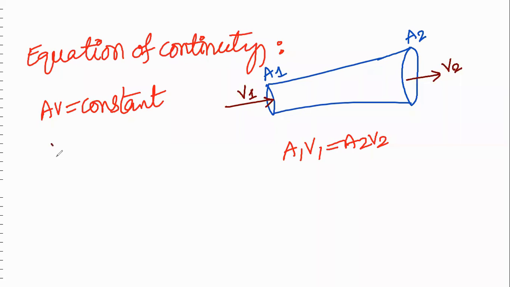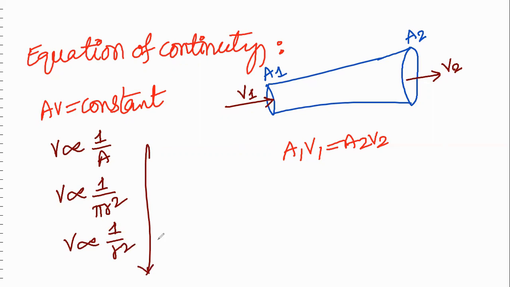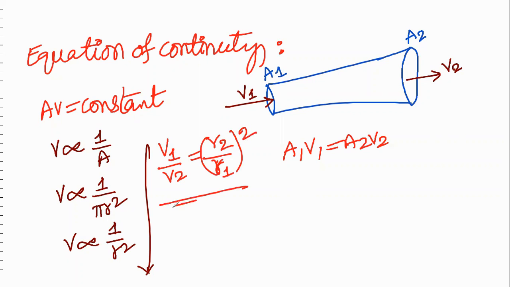From this, V is inversely proportional to the area of cross section. A is the area of cross section, so V is inversely proportional to pi r squared, that is, V is inversely proportional to r squared. From that, V1 by V2 is equal to R2 by R1 whole squared. This is from the equation of continuity.